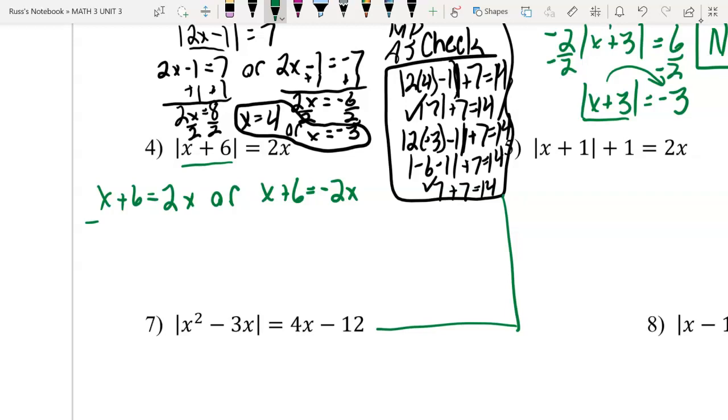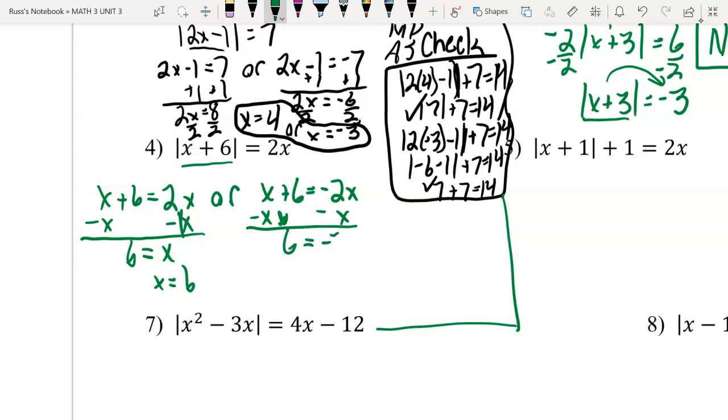Once I do this, I solve. Now, if you don't remember, when I've got variables on both sides, if it's the same variable, you've got to get them over to the other side. So subtract x: 6 equals, don't forget there's one of these, 6 equals x. So x equals 6. Okay, and for the other, add x: 6 equals negative 3x. So x is negative 2.